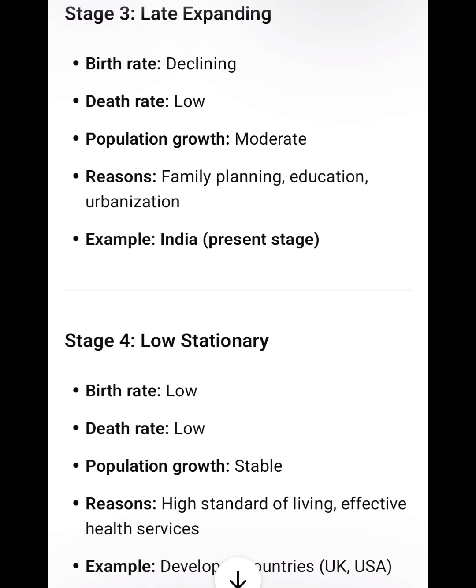Stage 3, late expanding. Here the birth rate is declining, the death rate is low, and population growth is moderate. Reason: family planning, education, urbanization. And what is the example? India. So that is the present stage.